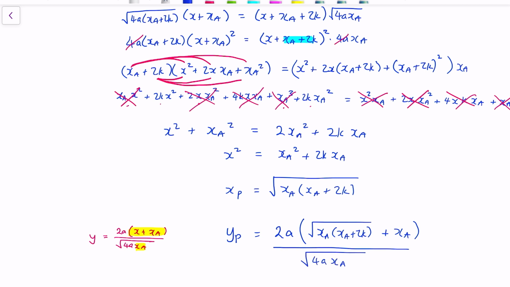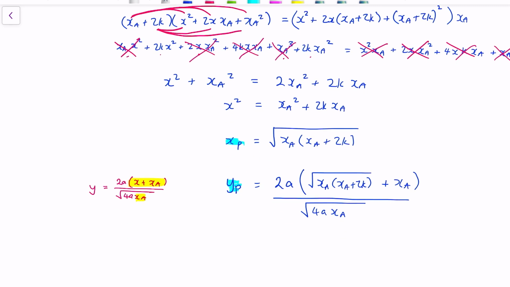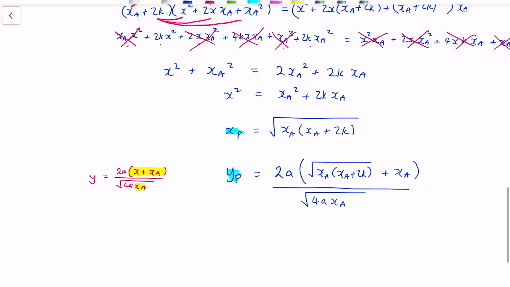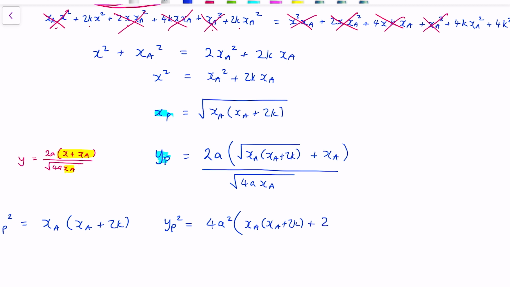And somehow I need to find a way of relating these equations together to find out the locus of this point. Is it on a circle? Is it on another straight line? What's its equation? And so what I'm going to do first is square both of these, because at least that gets rid of the square root, and I need to find a way of connecting the two. So it's xp all squared. I already had that in the line above. And then yp all squared, 4a squared times the whole bracket at the top squared. This is an absolute nightmare.